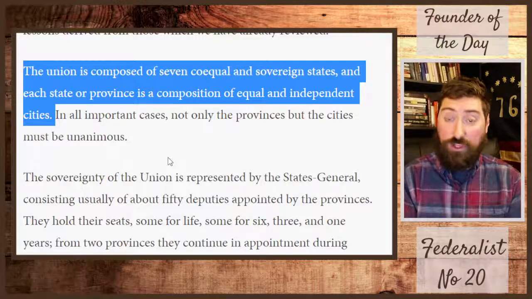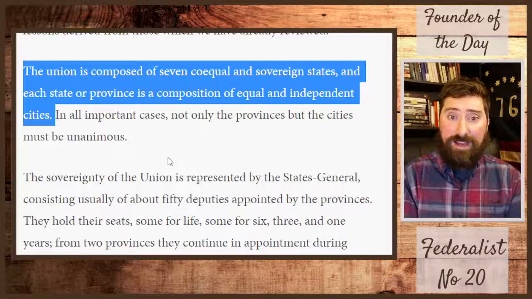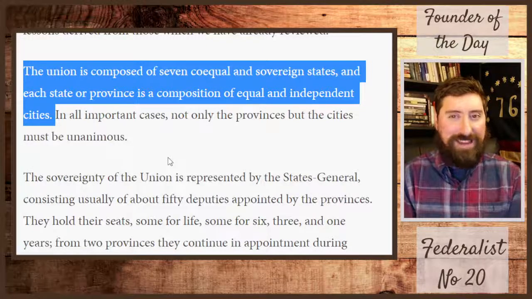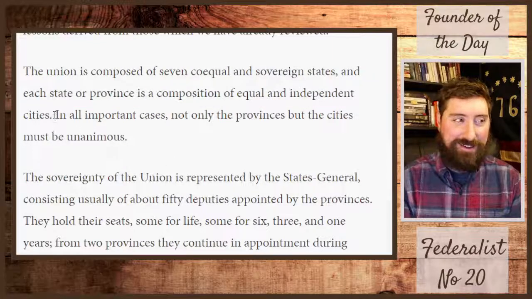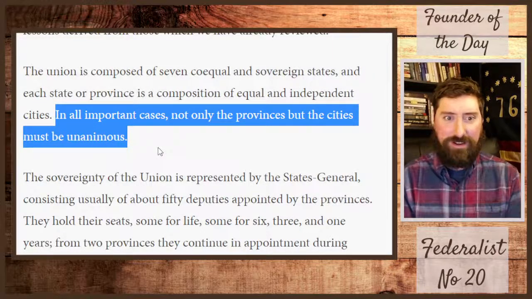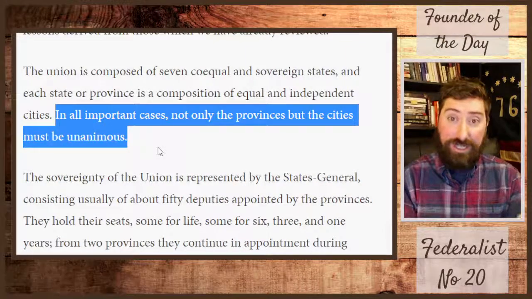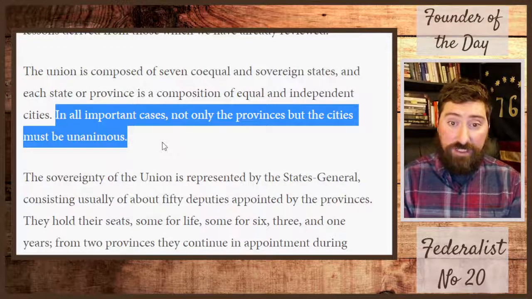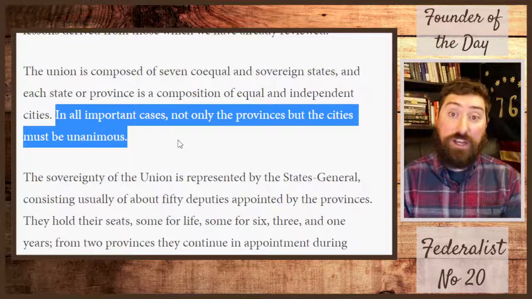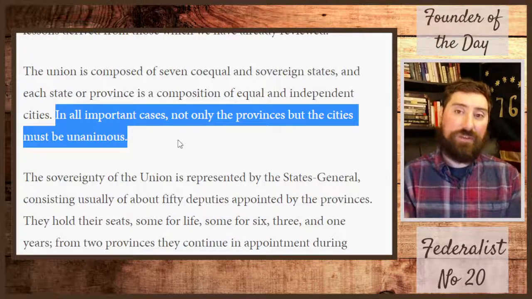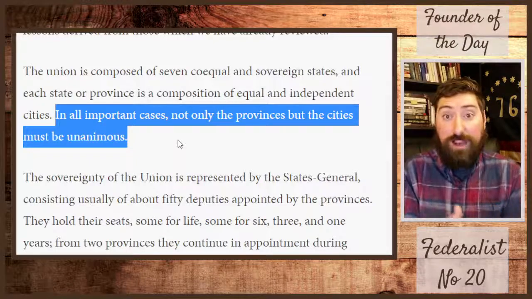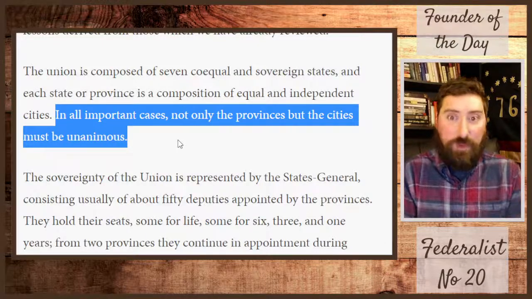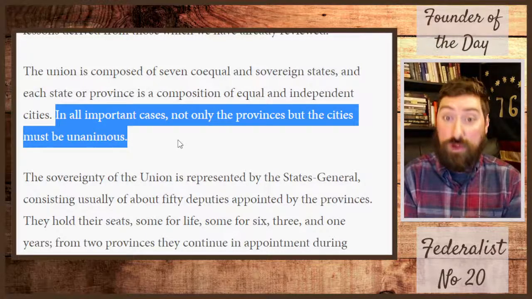7 states in the one union of the Netherlands, and they have equal and independent cities, which is interesting. It's hard to make cities equal on purpose. That must be an accident of history, so to speak, for the cities to be equal. It seems like he's referencing population and style of government. In all important cases, not only the provinces, but the cities must be unanimous. So because the Netherlands states are much smaller, both geographically and in population, then as now, the cities have the most people, so therefore the cities have to be in agreement for changes to be made.